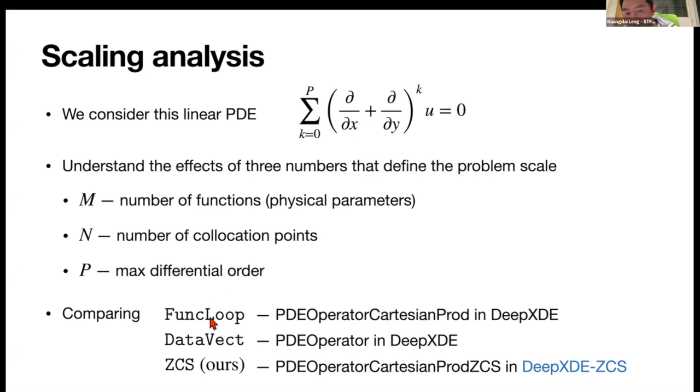This is basically what's happening inside these operators. The function loop is, as I introduced before, where we take a loop over the M functions, and data vectorization is where we duplicate the parameters along the point dimension and duplicate the point coordinates along the parameter dimension. Okay.